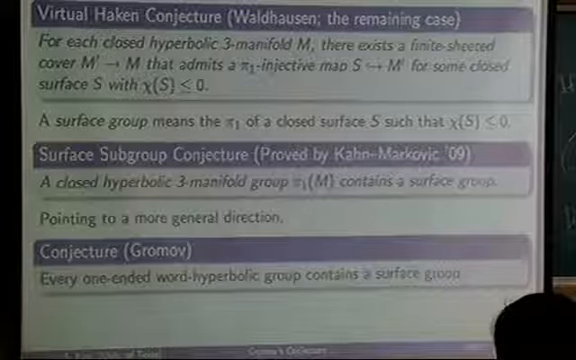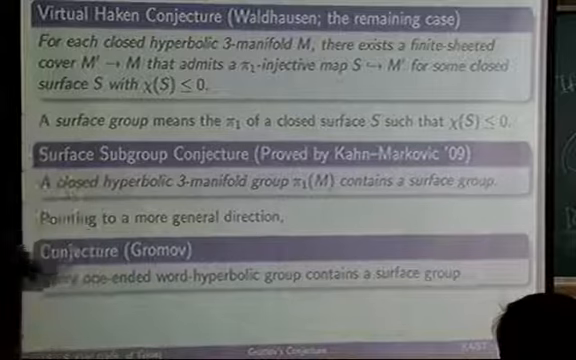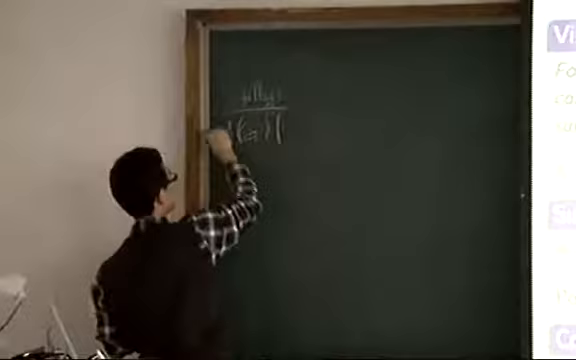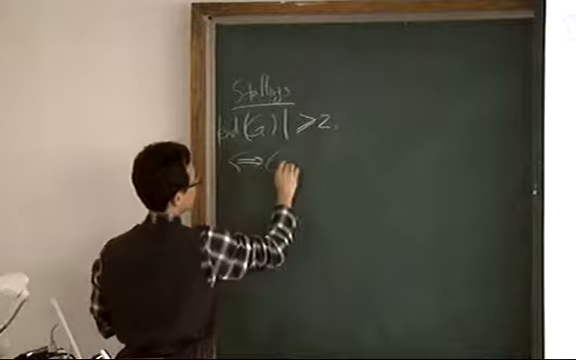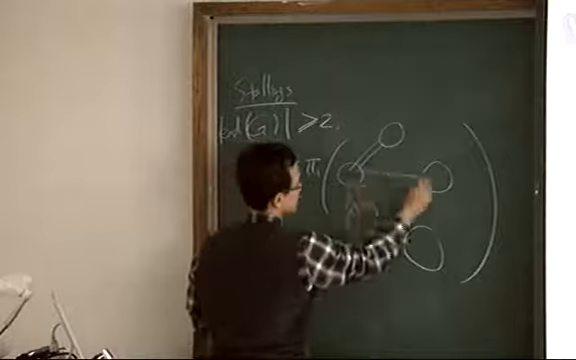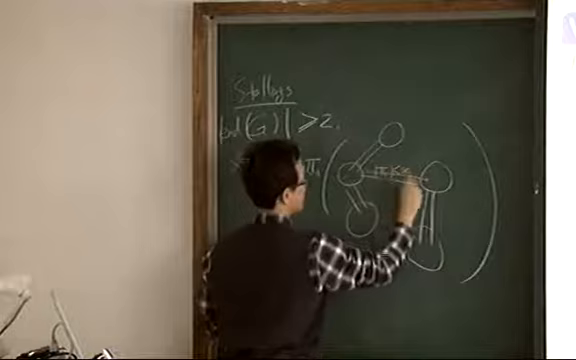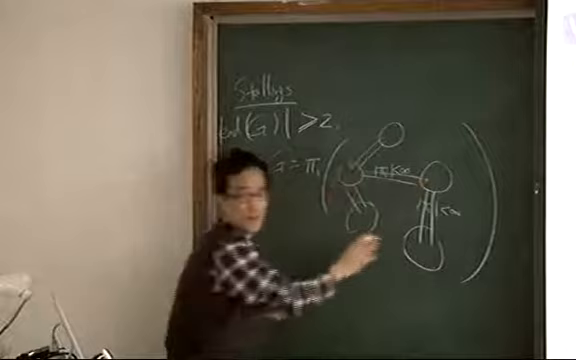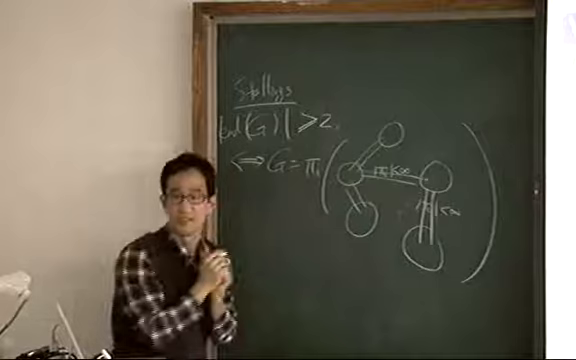In other words, why do we have to only consider one-ended groups? Because Stallings has proved that the number of ends of a group is more than one if and only if G can be written as the fundamental group of some graph of spaces such that the edge groups are finite. And if this kind of group contains a surface group, then one can show that one of the vertex groups must contain a surface group. So you have only to worry about the one-ended case to ask about surface subgroups of word hyperbolic groups.